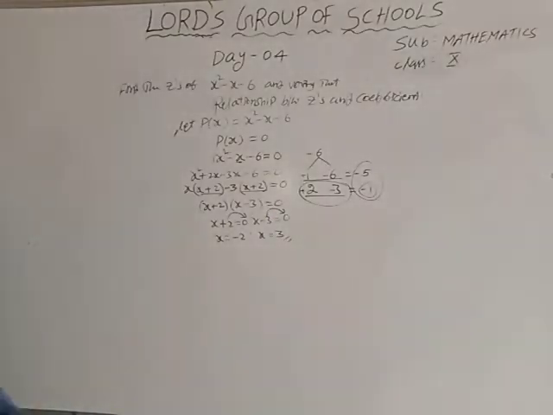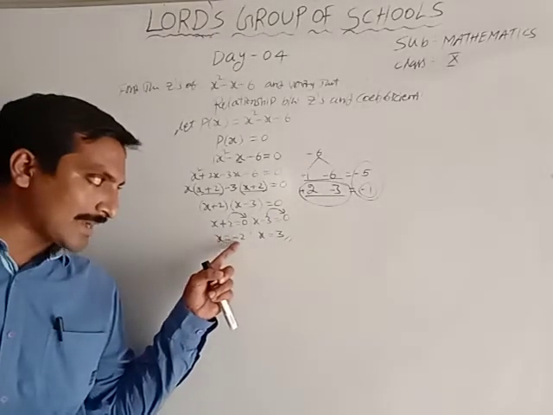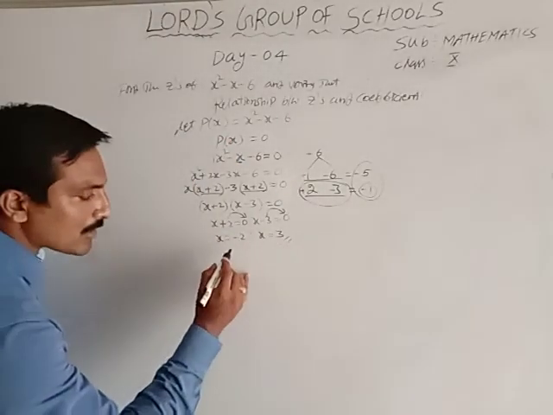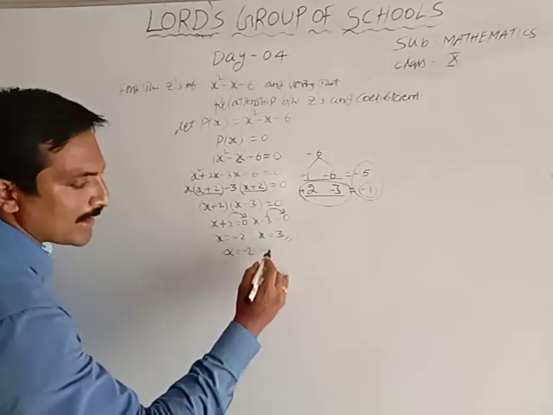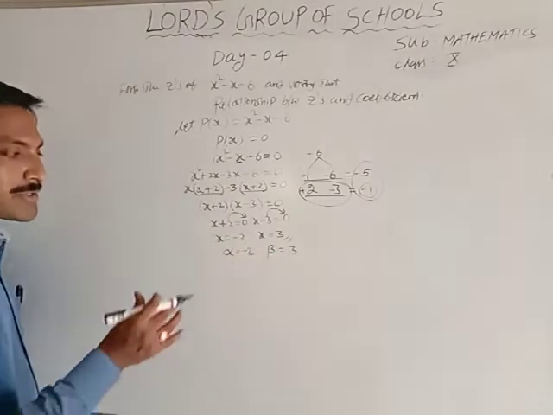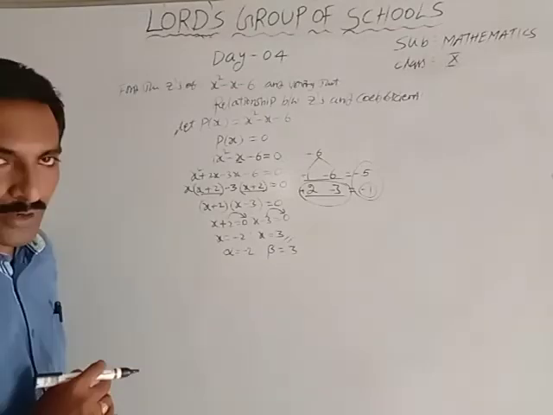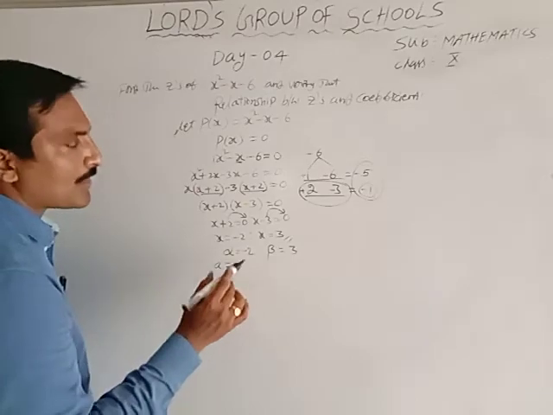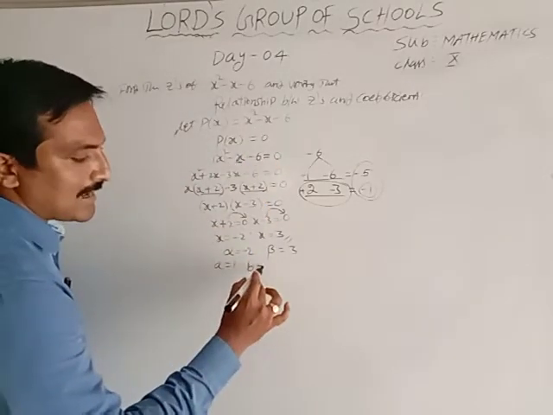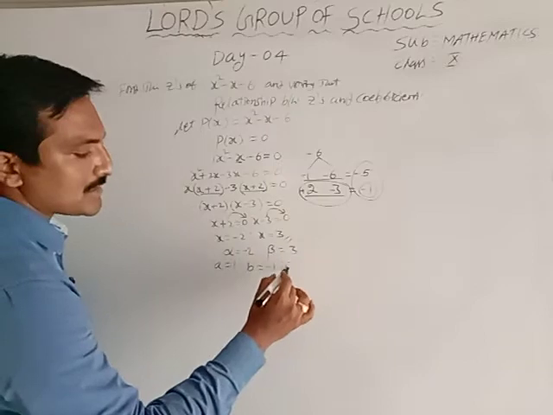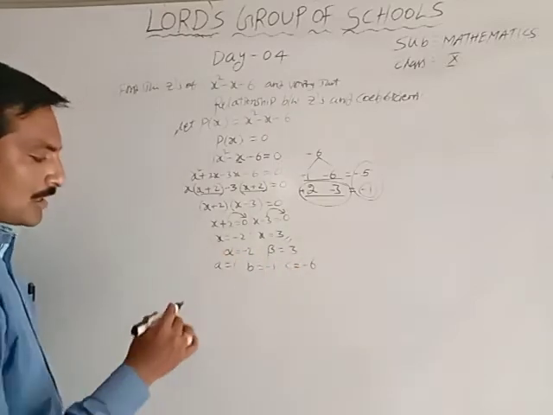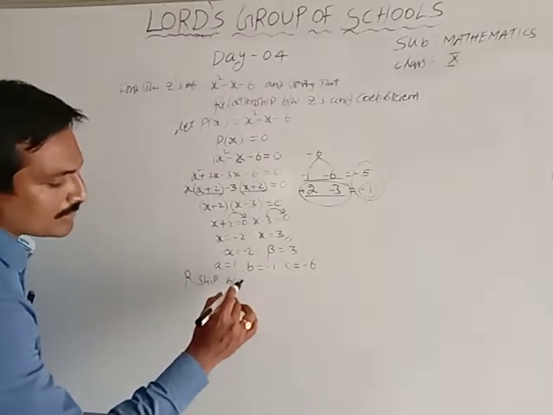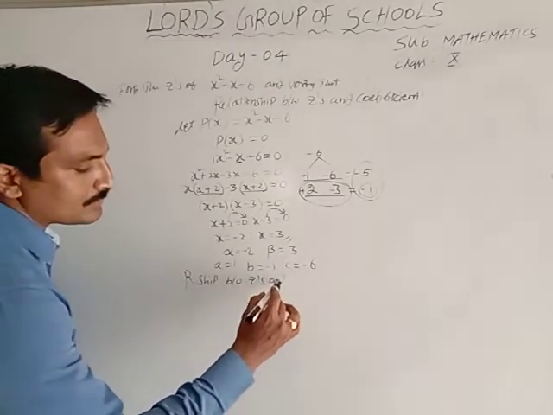Here what values did you get for x? These two values are acting as the zeros of this particular polynomial. Therefore you represent these two values, one as alpha and one as beta. Next you need the coefficients of the given polynomial. So what is the x square coefficient? That is a, x coefficient is b, constant c is minus 6. Now the relationship between zeros and coefficients.